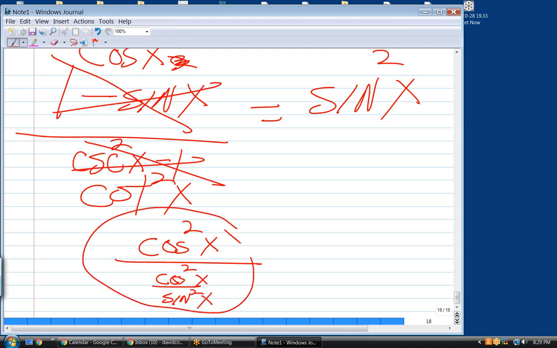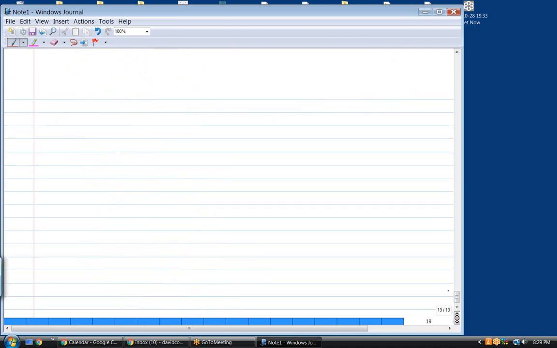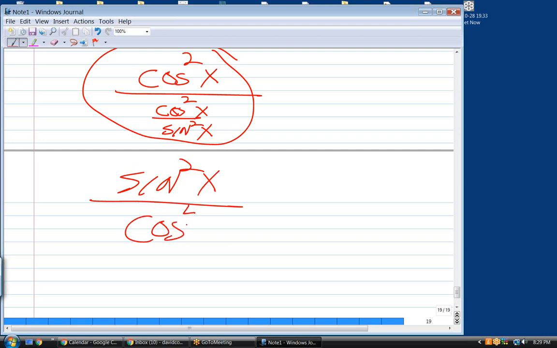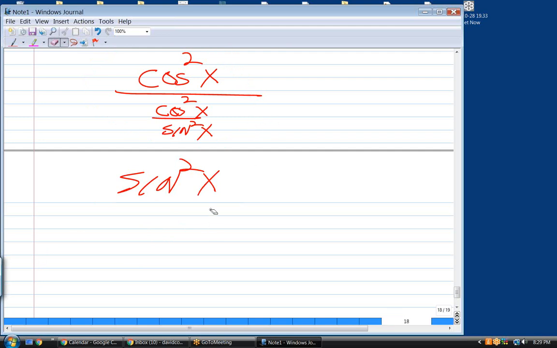And then I'm going to flip and multiply. When I flip and multiply, I end up with sine squared over cosine to the fourth? No, the cosines cancel, excuse me. I wasn't doing my algebra correctly. When I flip that and multiply, the cosines cancel and you end up with sine squared. And that's where you need to get to.